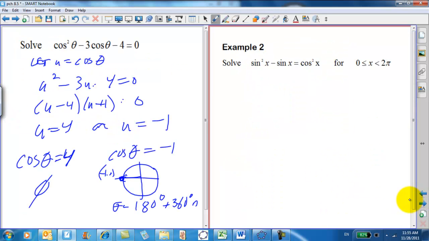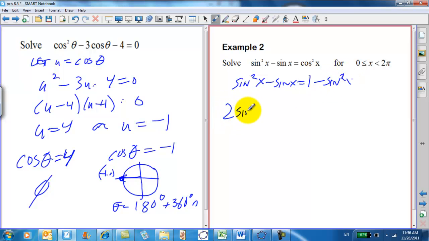Now solve sine squared x minus sine x equals cosine squared x from 0 to 2 pi. Well, when you've got more than one trig function, it helps to get it all in terms of one trig function. So let's replace the cosine squared of x with 1 minus sine squared of x. So that gives you 2 sine squared x minus the sine of x minus 1 equals 0.